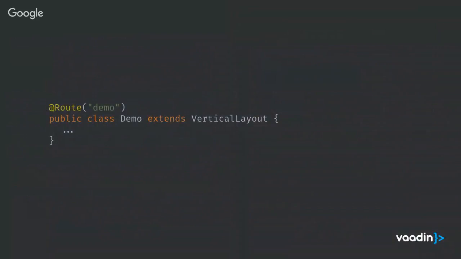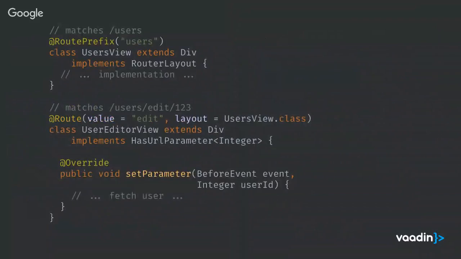Any component that we have can be mapped to a URL route by adding an annotation on it. That way, the Vaadin router will pick it up and make sure that when the user navigates to that view, the right components get shown. The router itself supports multi-level navigation, so you can define parent views. You can define view parameters, so you can capture, say, the ID of a user that you want to edit and fetch data based on that.